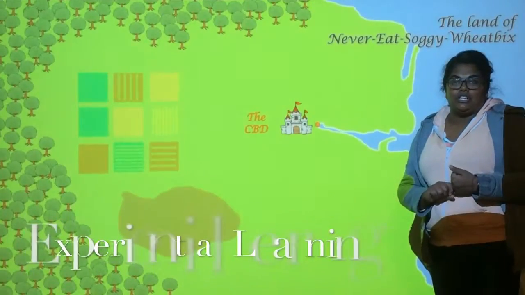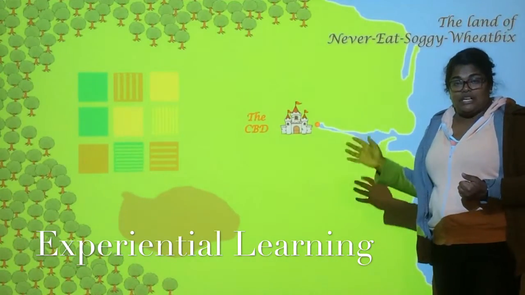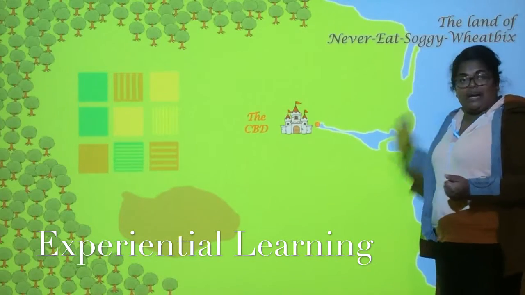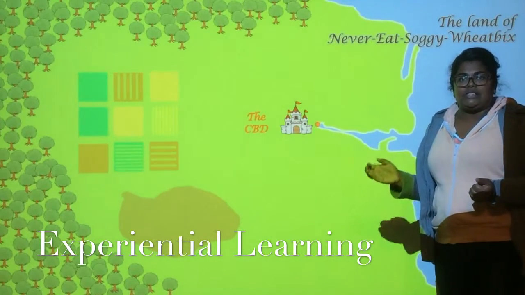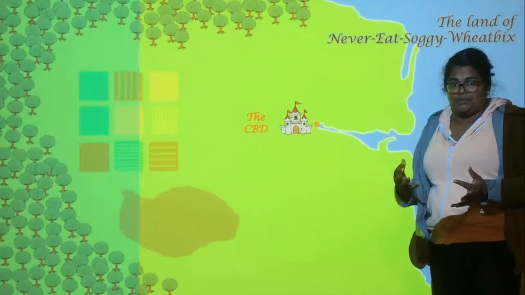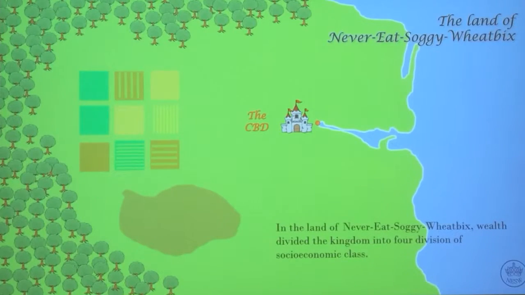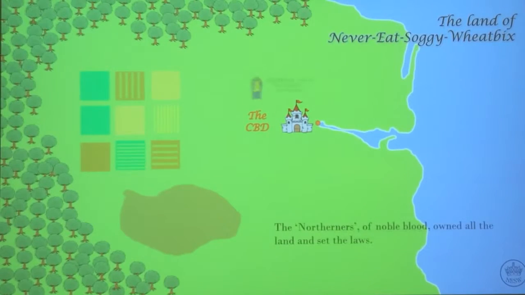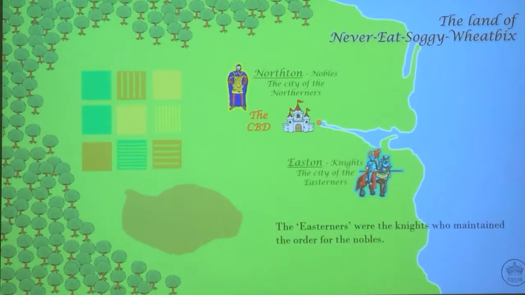As was mentioned earlier, this is Jeopardy with a twist, and the twist is that we have a background story. The background story is there to give students an experience of marginalisation and privilege. In the land of Never Eat Soggy Weet-Bix, wealth divided the kingdom into 4 divisions of socioeconomic class. The Northerners of noble blood owned all the land and set the laws. The Easterners were the knights who maintained the order for the nobles.